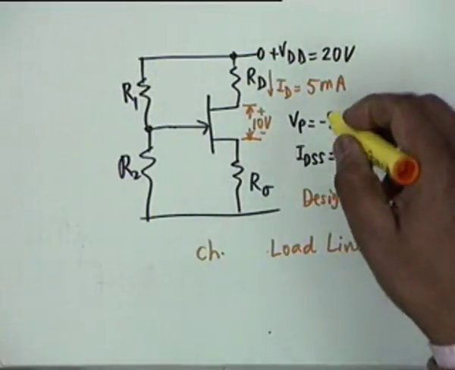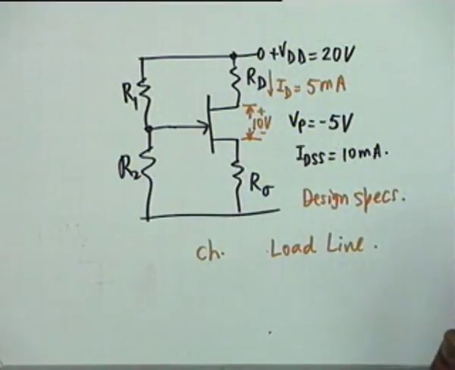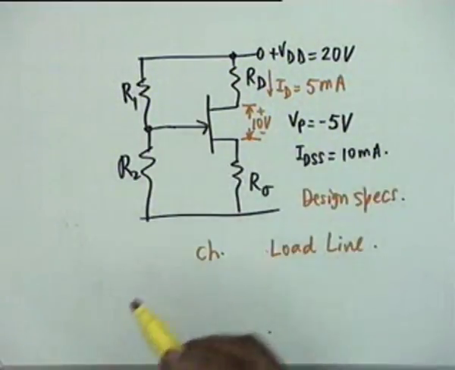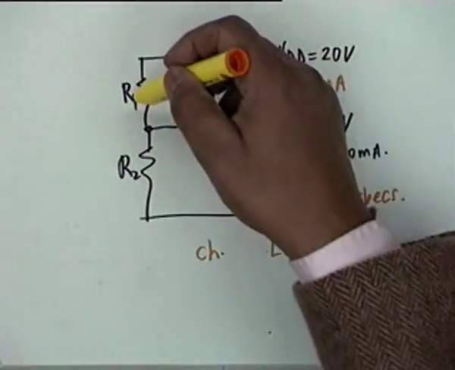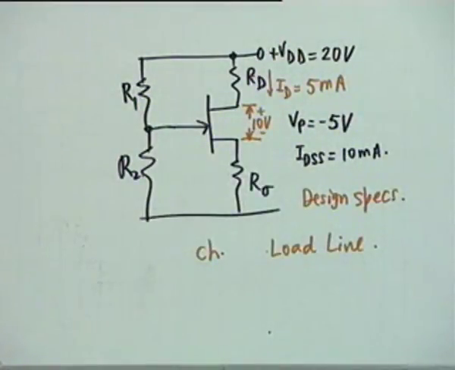Your operating point is specified. You are not choosing the operating point. It's specified as 5 milliampere and 10 volt. What should be these resistances? RD, R sigma, R1, R2. Okay, this is the design problem.